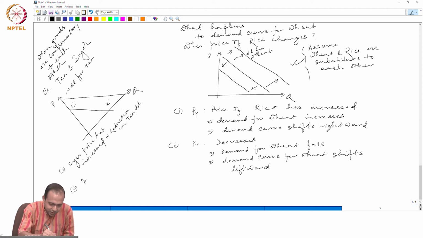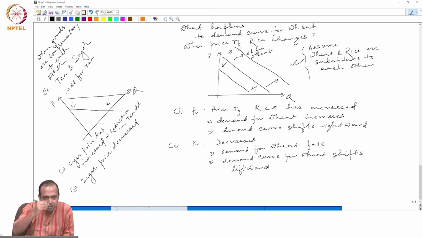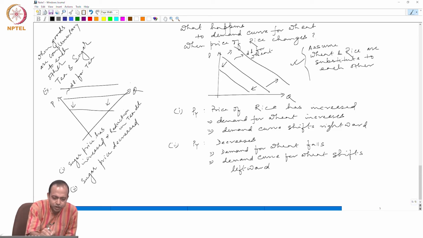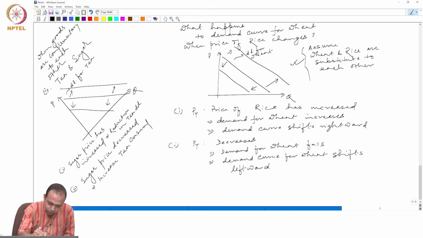Similarly, when sugar price decreased, what will happen? Consumer will buy more tea. Consumer will consume more tea. So demand curve will shift rightward. So that will lead to increase in tea consumption, and that will lead to demand curve to shift rightward. Okay. So this is the movement rightward.